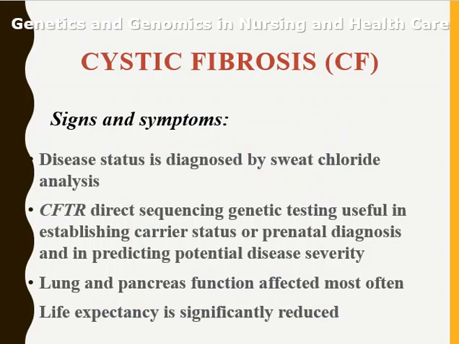Okay, so the disease status is diagnosed by the sweat chloride analysis. Genetic testing is only done to identify the carrier status or for prenatal diagnosis, and also in predicting potential disease severity. The diagnosis is done with the sweat chloride test. Individuals with cystic fibrosis will have high amounts of sodium chloride in their sweat, around 60 to 200 milliequivalents per liter, which is in big contrast to the normal value of 5 to 50 milliequivalents per liter in an unaffected individual.